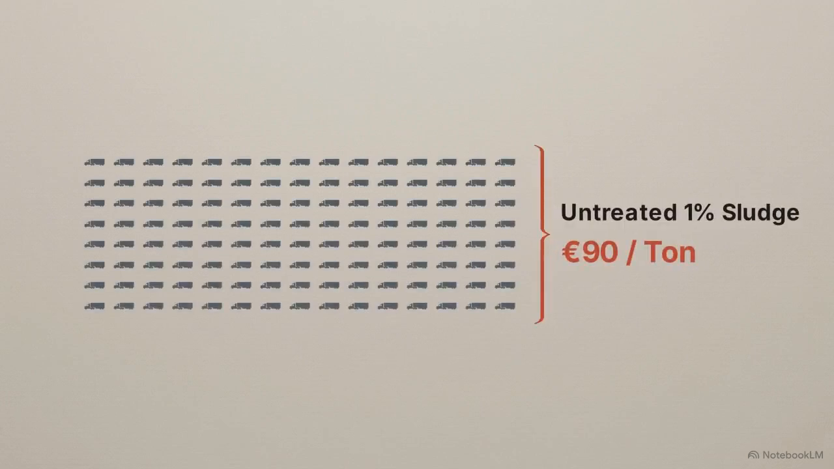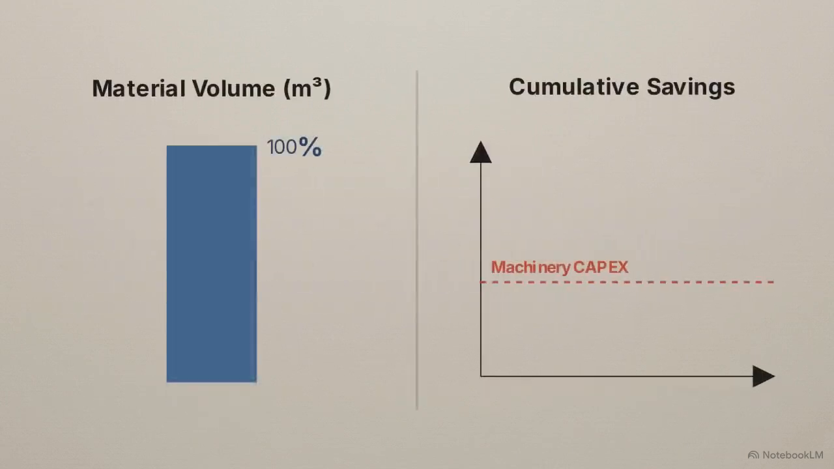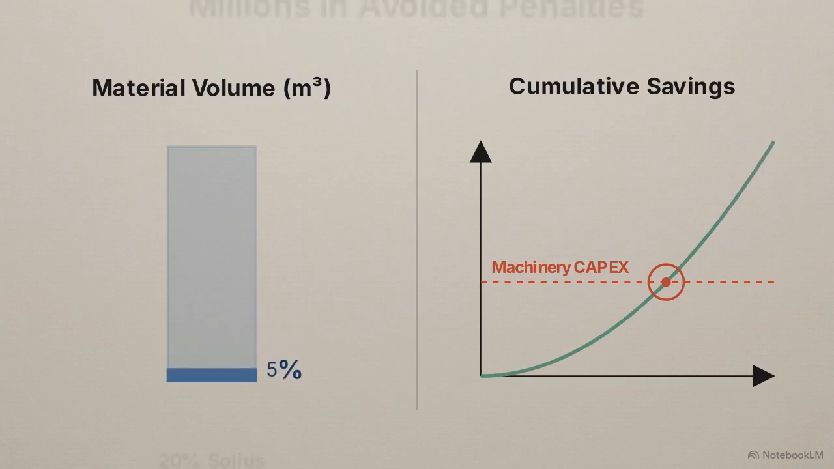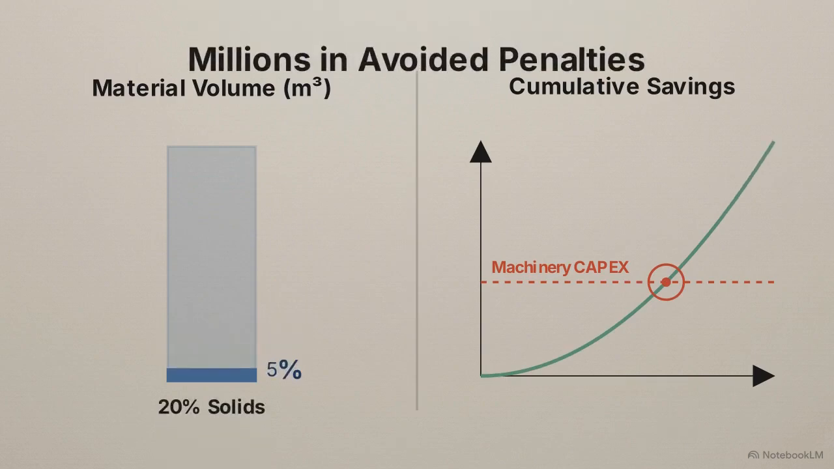Disposing of the wet, untreated 1% sludge costs approximately €90 per physical ton in transport and spreading fees. Dewatering the sludge to 20% solids mathematically offsets the machinery cost. By dropping the total transport and disposal volume by 95%, the plant avoids millions of euros in logistical penalties.